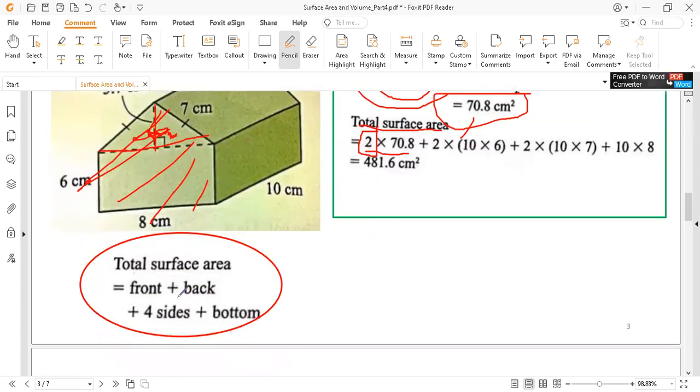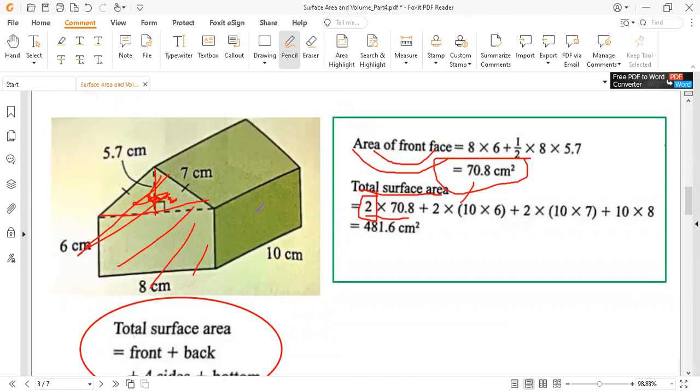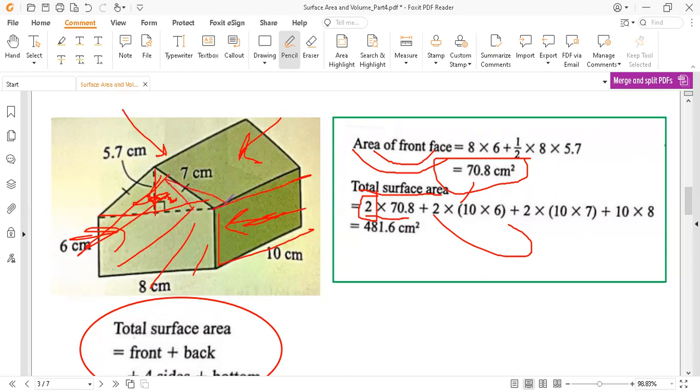Normally, we have 4 sides. Where are the 4 sides? We have this side, a rectangle 10 by 6, and we have the identical one to the left. The left face is identical to the right face. So we multiply this area by 2. Then we have this side and its opposite. It is also a rectangle, 10 by 7, and we multiply 10 by 7 by 2 to obtain the area of the next one.